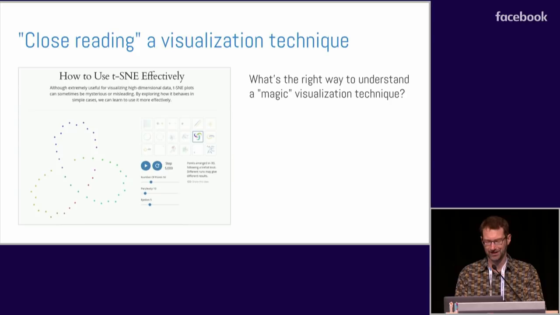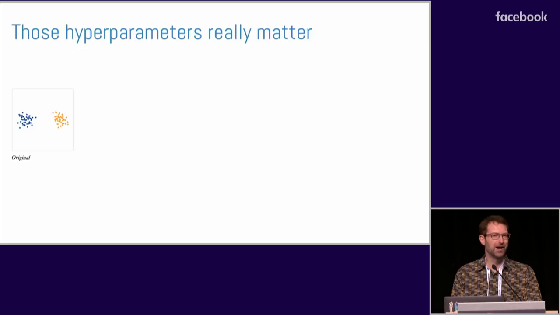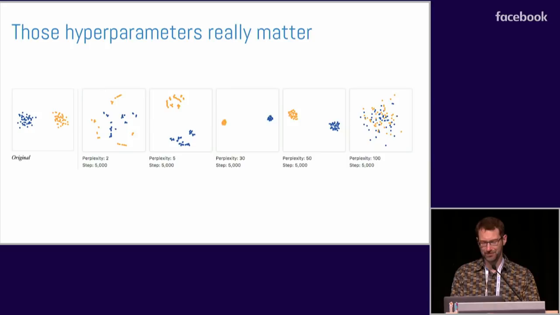One thing is that there are hyperparameters in just about all of these methods. In T-SNE, there's a hyperparameter called perplexity, which roughly speaking tells you how big you expect the neighborhood of a point to be, like what a near neighbor would be. And it turns out that makes a huge difference. So let's take as an original two Gaussian clusters that are fairly well separated, with 50 items each.